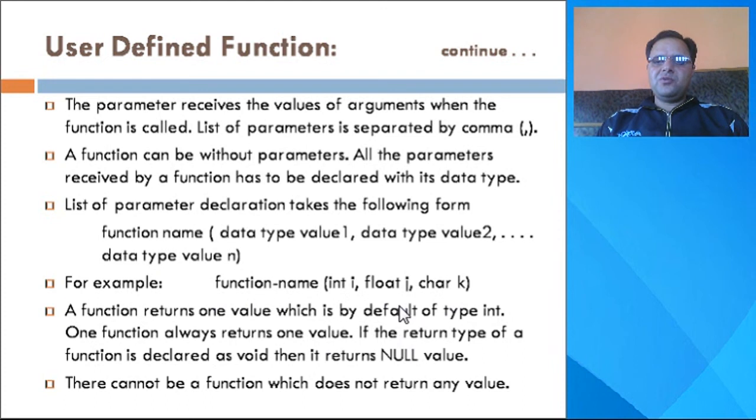A function returns one value, which is by default of type int. A function should return a value. By default it returns an integer value. One function always returns one value. If the return type of a function is declared as void, then it will return a null value. If we declare void as the return type of the function, then our function will return a null value.